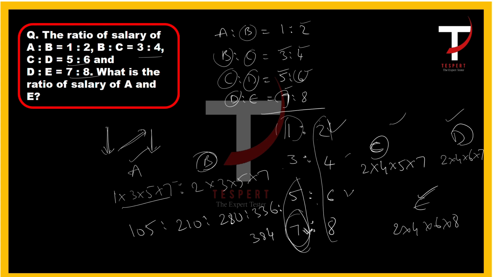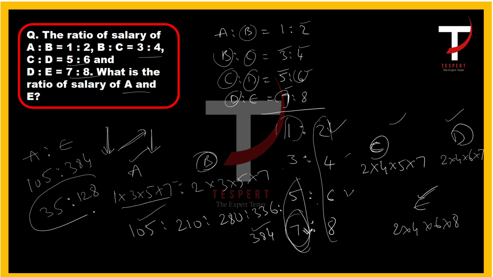But here we must find the ratio of A and E. So what is A? 105. What is E? 384, right? So 105 is to 384, A is to E. Okay. So 105 is to 384. 35 is to 128. So calculate and you will get 35 is to 128.